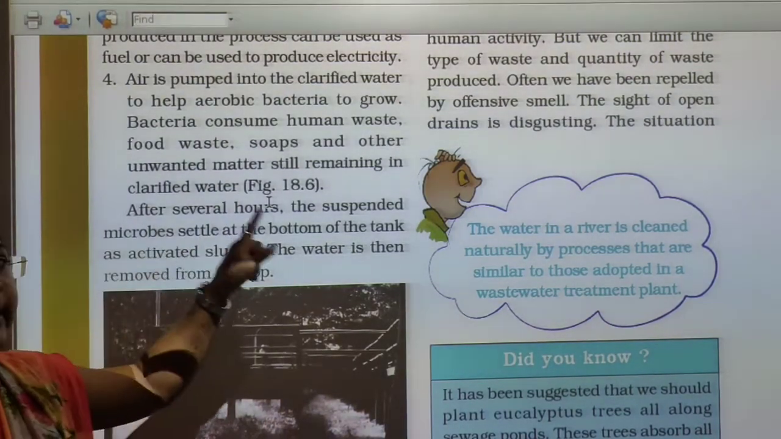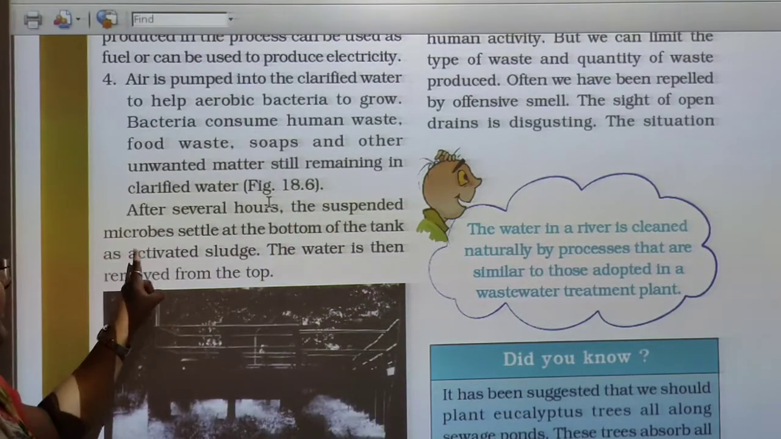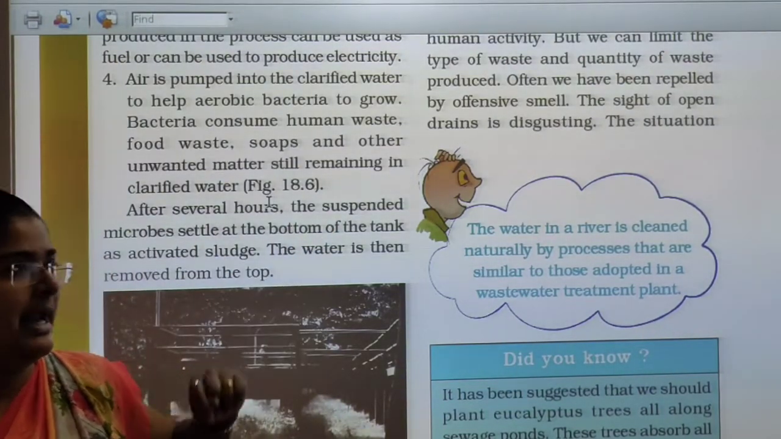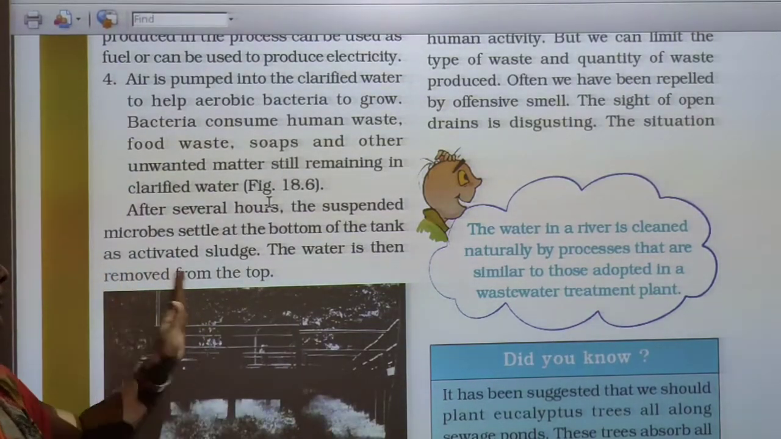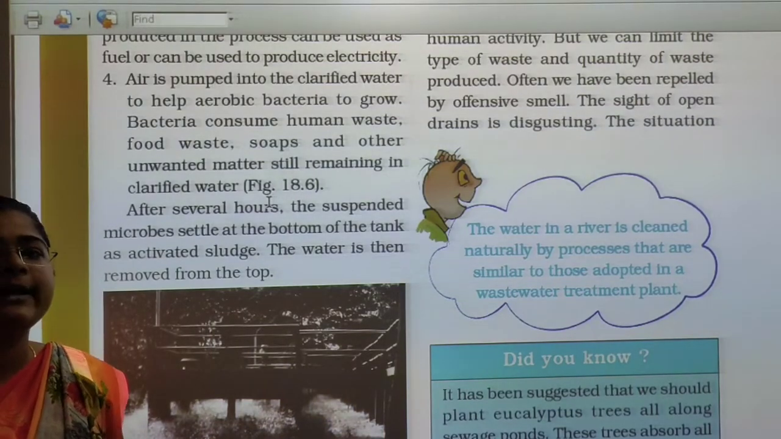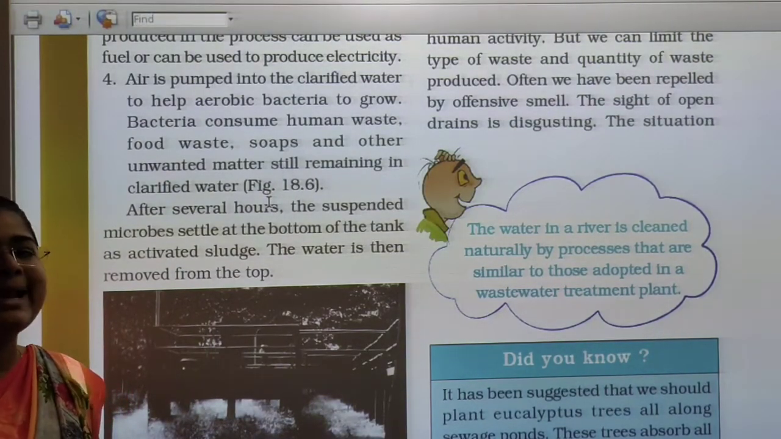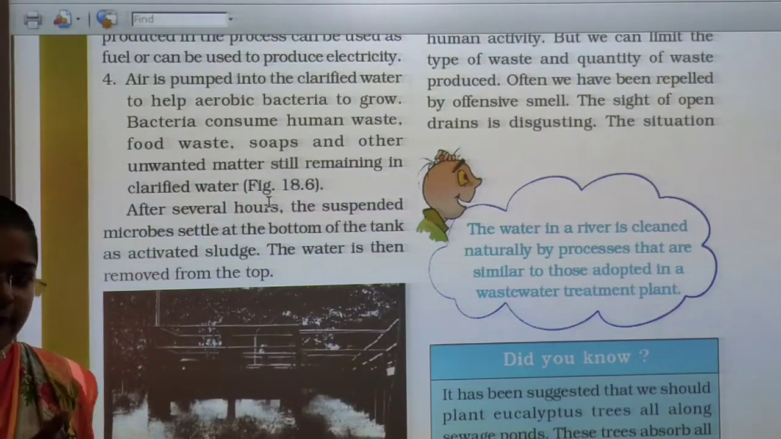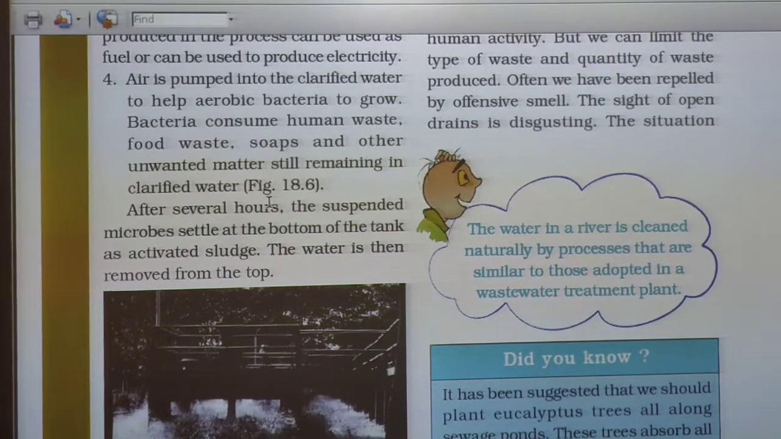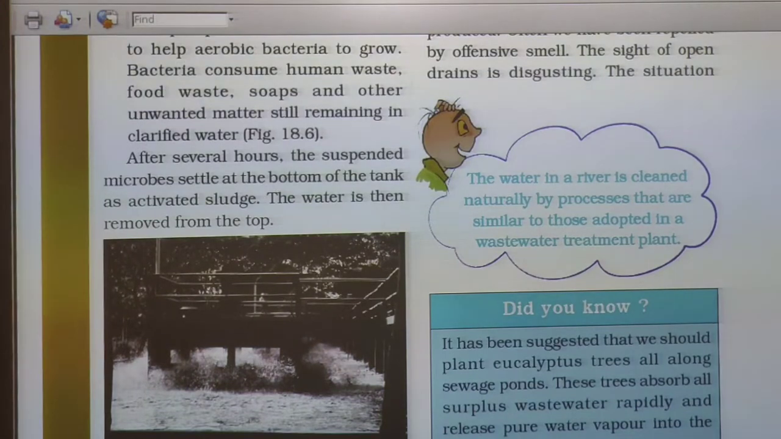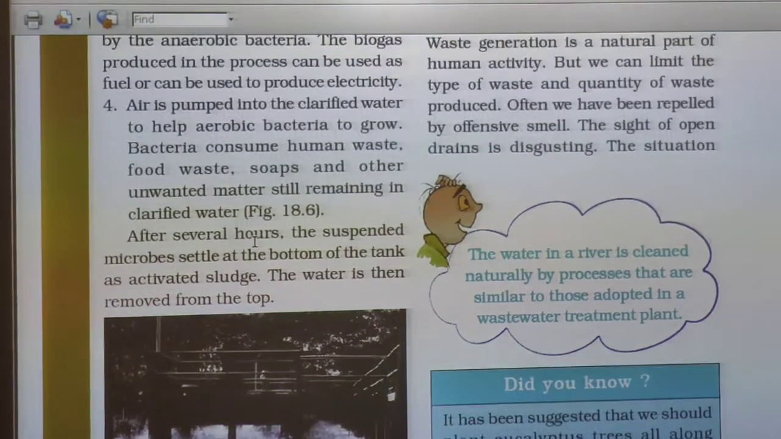And after several hours, the suspended microbes settle at the bottom of the tank as activated sludge, and the water is then removed from the top. Bacteria are settled at the bottom of the tank and water is then removed from the top. So here, student, you can see in this picture that bacteria are settled down and after some hours, water is then removed from the top.